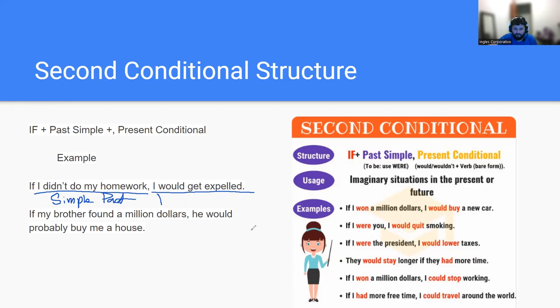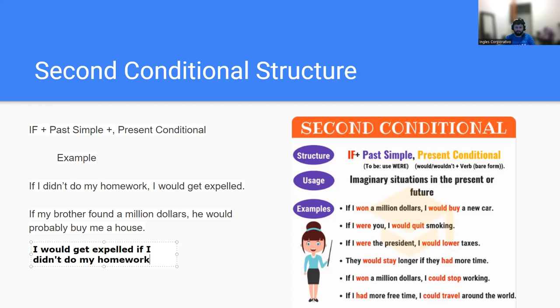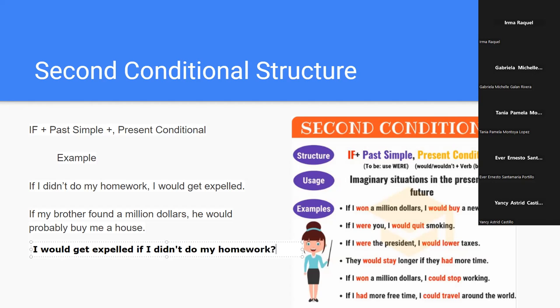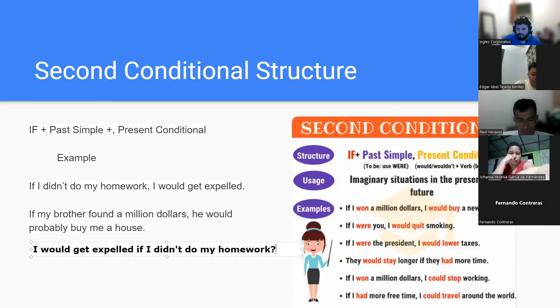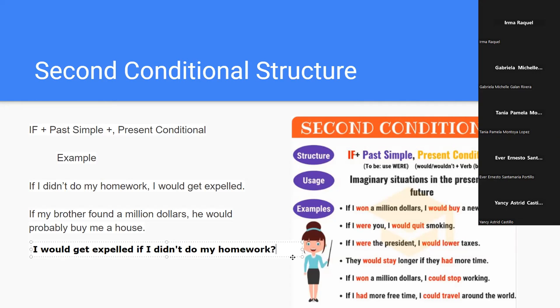Notice that we are going to place a comma if the if clause goes first. Could I say, instead of 'If I didn't do my homework, I would get expelled,' could I say 'I would get expelled if I didn't do my homework'? Can I say this? Yes, we can say that. We can use the main clause first and the if clause second. The only difference is that we're not going to use a comma there.